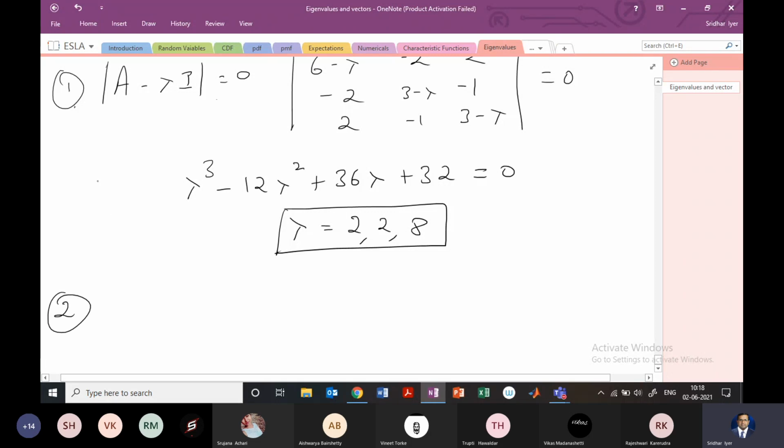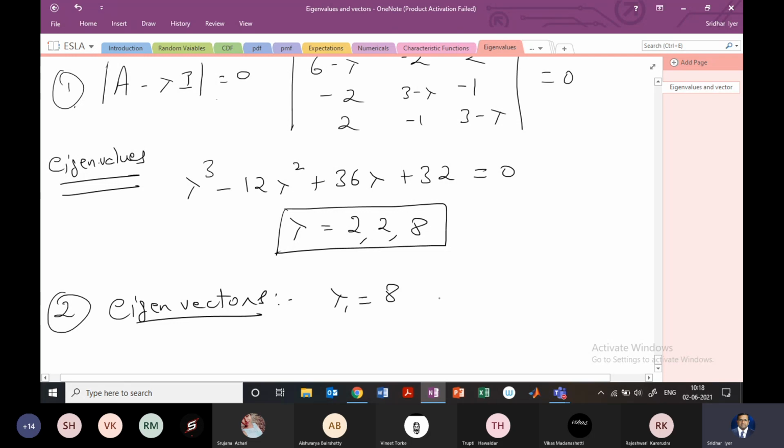So this is the first part, where you have found the eigenvalues, and you get 3 eigenvalues. In the next step, we need to find the eigenvectors. You'll get 3 eigenvectors, because there are 3 values. Going by these lambdas, you'll have lambda 1 as 8, let's say, lambda 2 as 2, and lambda 3 as 2. They are repeated roots.